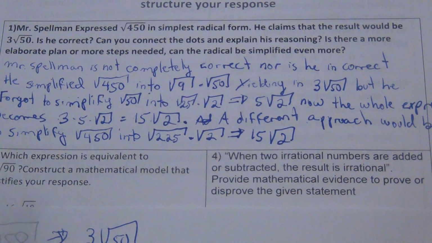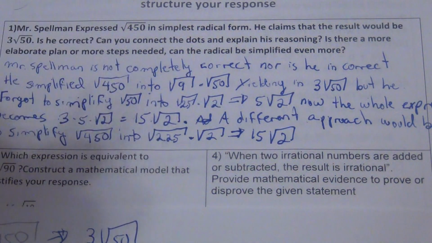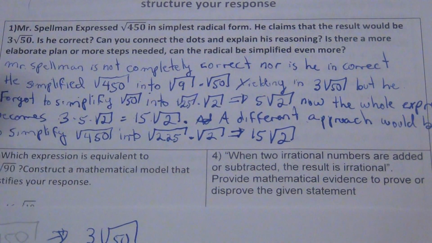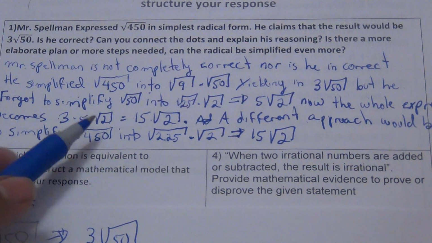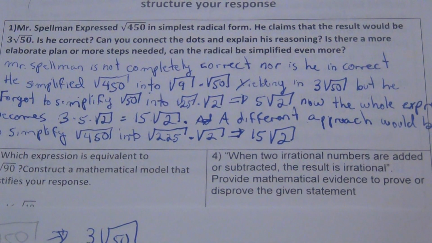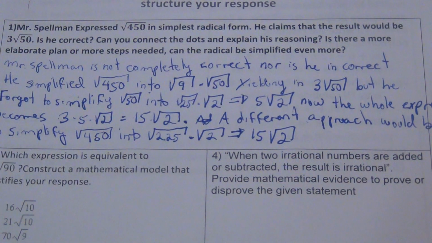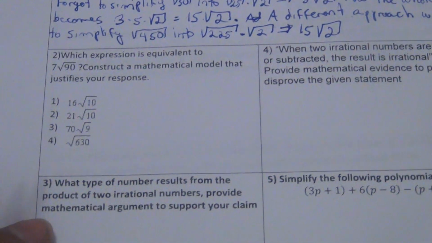Okay, so this is a written explanation providing mathematical evidence for your claim, that he was not completely correct nor is he incorrect. He forgot to simplify radical 50, and there you go. All right, let's move on to the next question. I'm gonna have to do all the questions because I really don't know which you are going to choose.